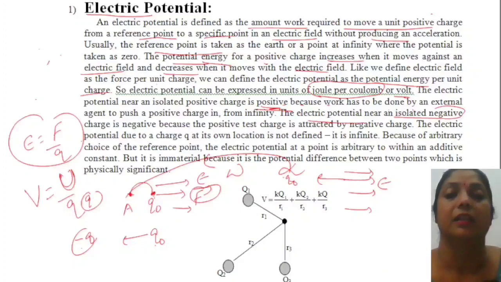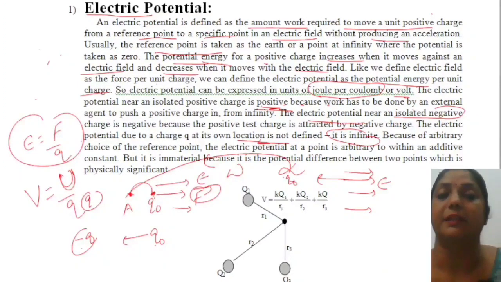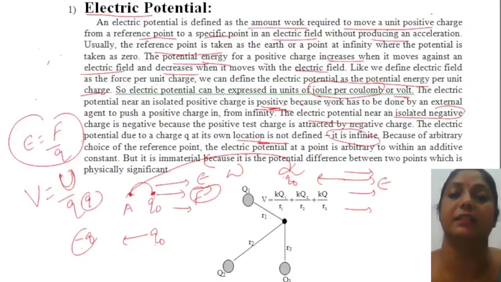The electric potential due to a charge Q at its own location is not defined, right? If you want to find the electric potential due to a charge at its own location, then that is not defined. It is infinite. This sentence is also very important. Because of the arbitrary choice of reference point, the electric potential at a point is arbitrary to within an additive constant, right? But it is immaterial because it is the potential difference between 2 points which is physically significant.